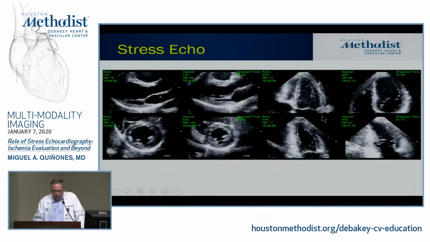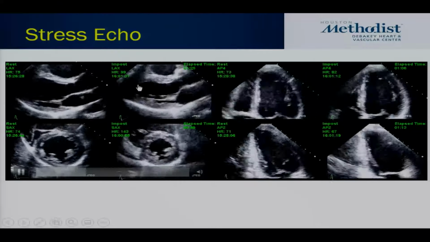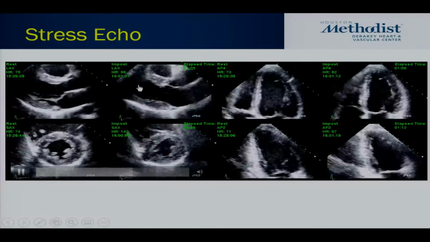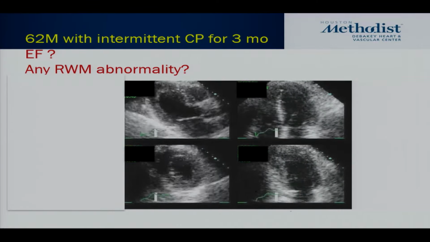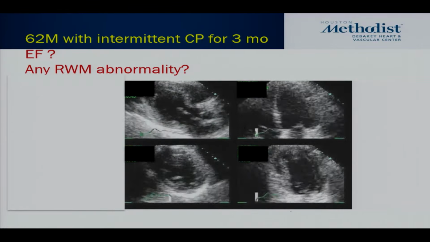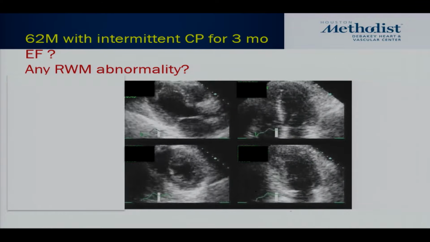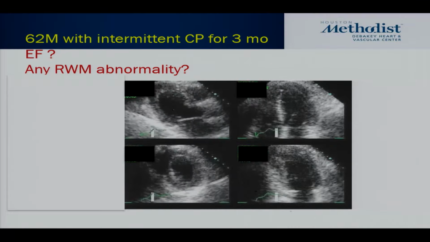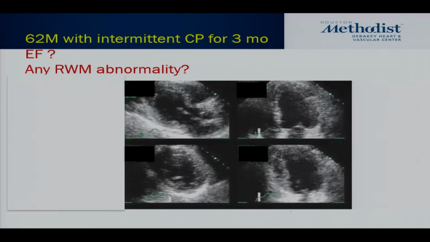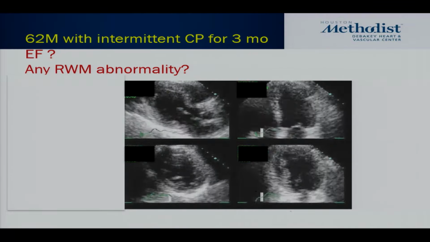So this would be a normal stress echo, very nice hyperdynamic function at rest and exercise. And this is an interesting case because it shows you sometimes what we don't see when we do a resting study. If this is somebody who came into the hospital with chest pain, and we do a resting echo and we see this, what would we say?